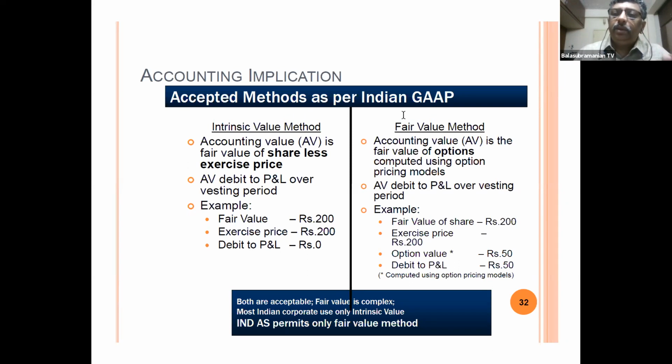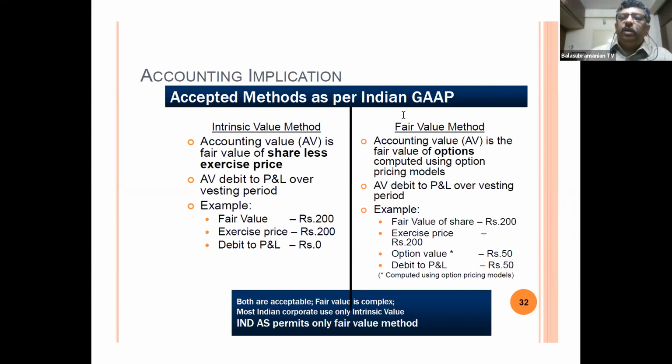Under IGAAP, as of today, two methods are permitted, though they say the fair value method is more recommended, but one could use the intrinsic value method. I want to make the difference between the two simple to understand. In the intrinsic value method, you are not separately valuing the option. You only value the share. So you take the fair value of the share and the exercise price of the share without considering the time, etc. So don't go into the option value at all.